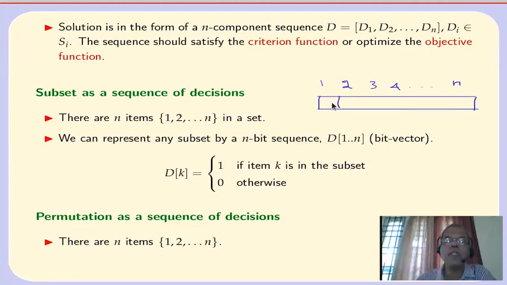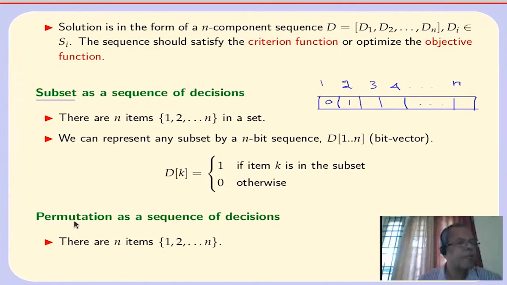If item 1 is in the subset, it is 1. If it is not in the subset, it is 0. If item 2 is in the subset, it is 1, otherwise it is 0, and so on. In general, if item k is in the subset, D at k is set to 1. If item k is not in the subset, D at k is cleared. It is reset to 0. So this is an example of how a combinatorial object such as a subset can be represented as a sequence of decisions.